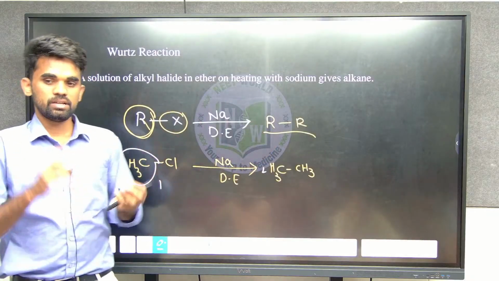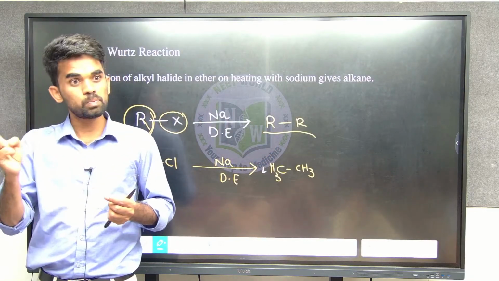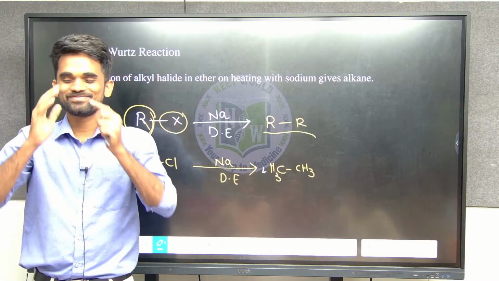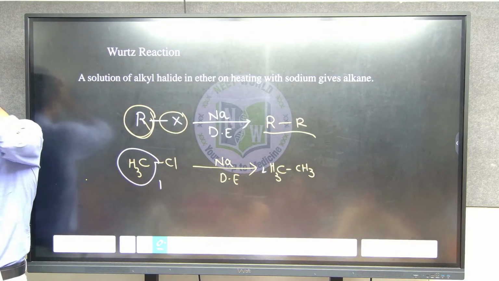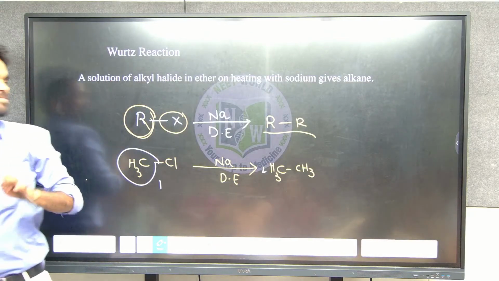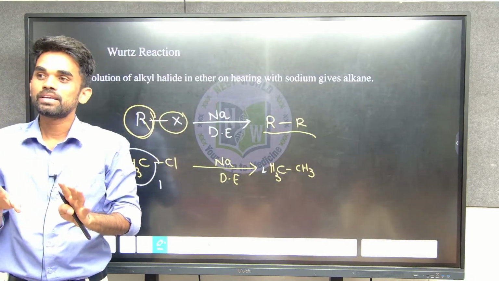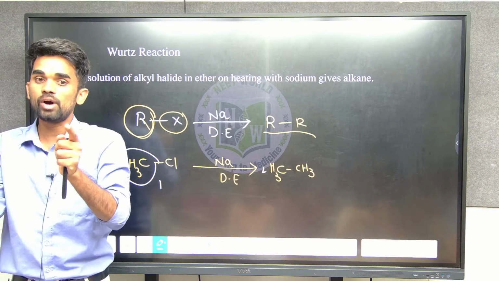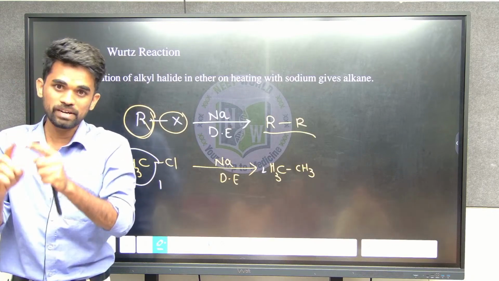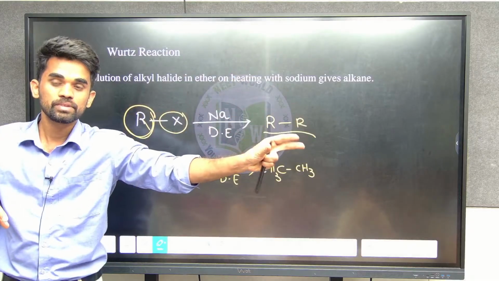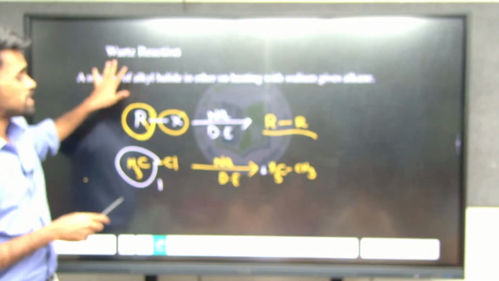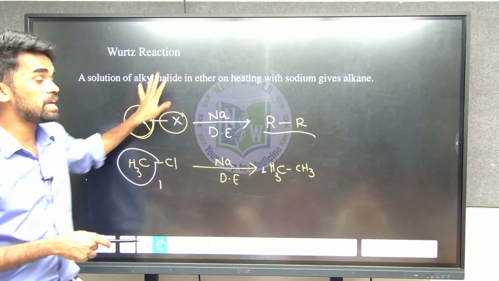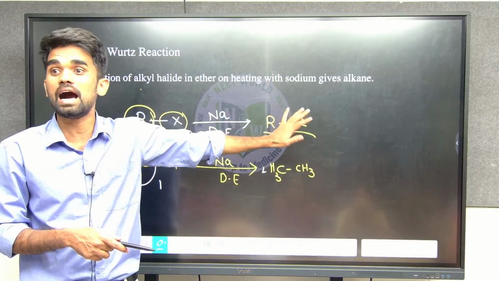Okay, one more thing. 1 plus 1? 2 plus 2? 3 plus 3? 6. Whether you add odd numbers or even numbers, the final one is what? Even only. It means Wurtz reaction is very favorable for the preparation of alkanes containing an even number of carbons.